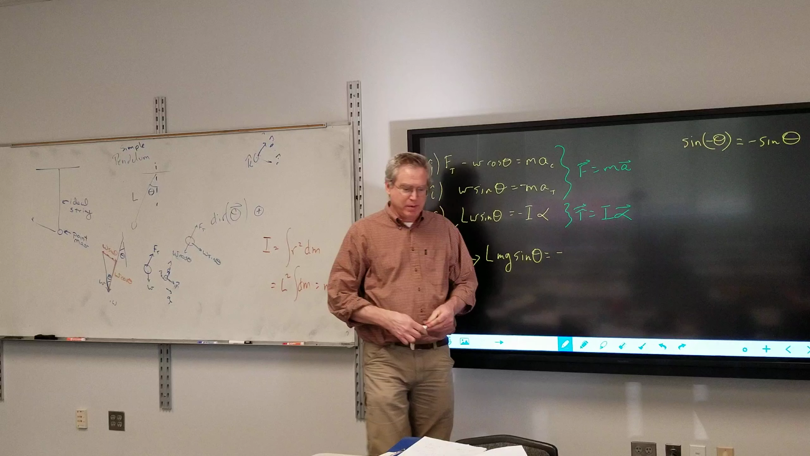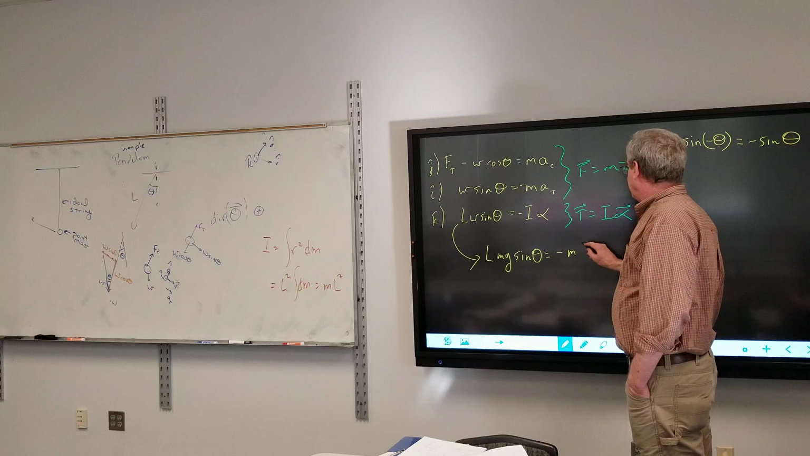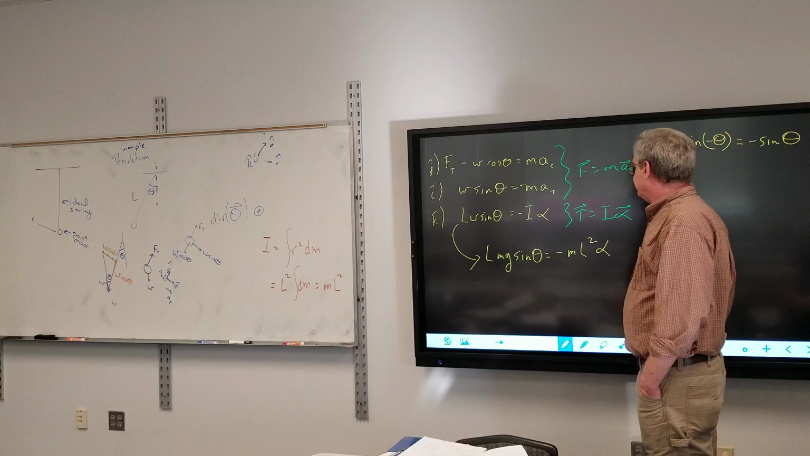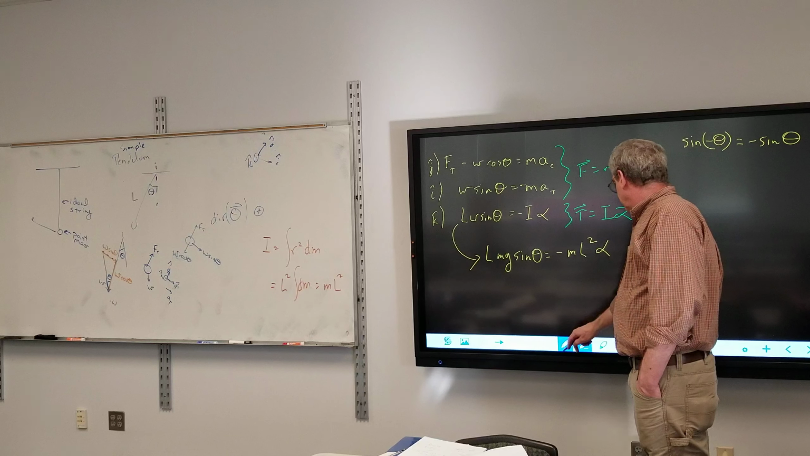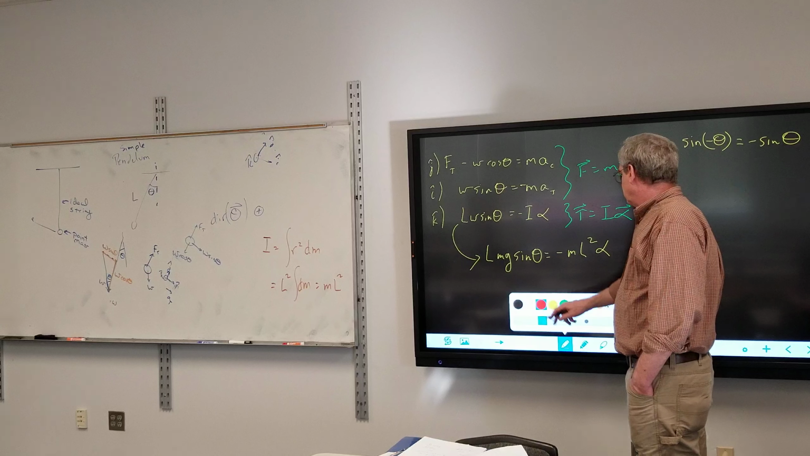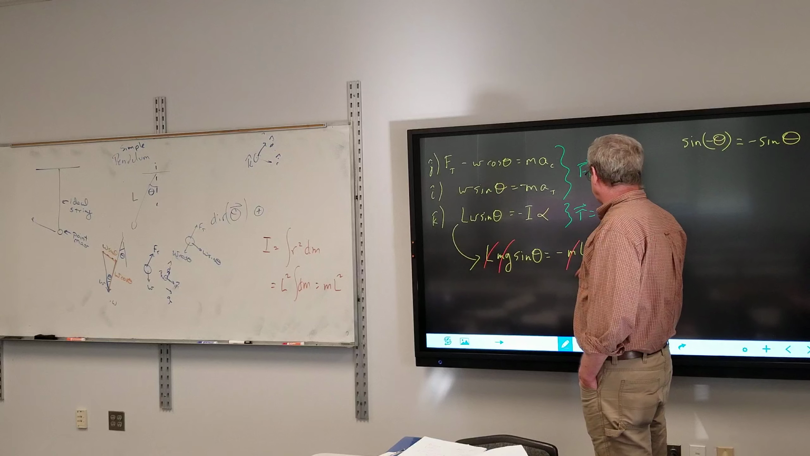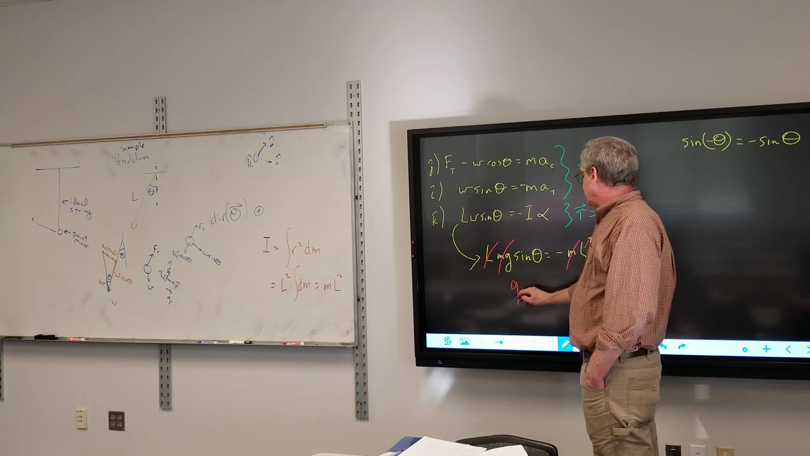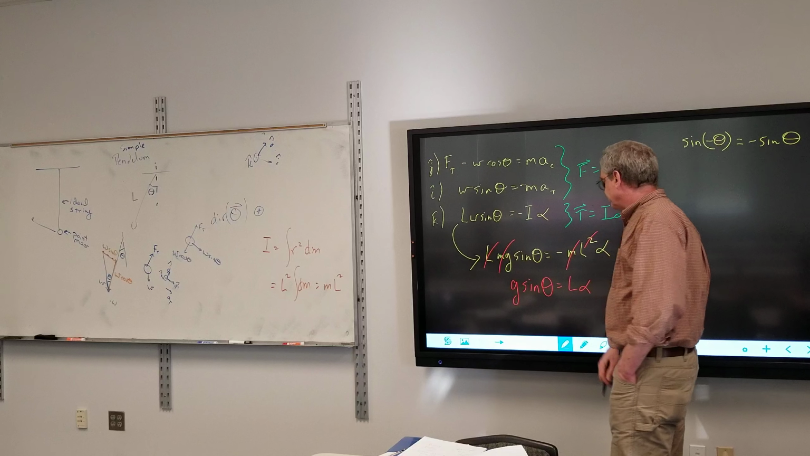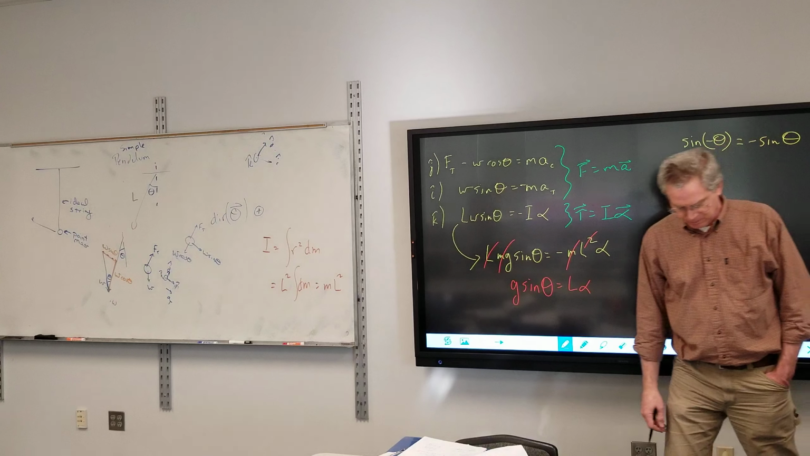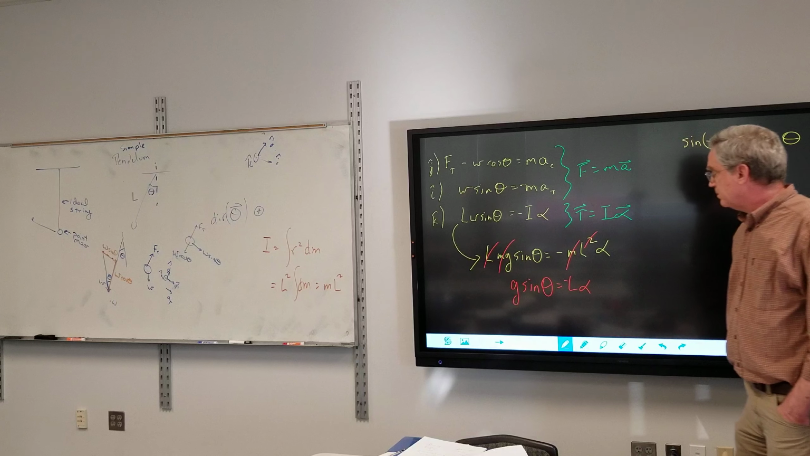So point mass is just mL squared equals negative mL squared alpha. Now we can get rid of stuff. So m cancels out. One of the L's cancels out. I'm left with g sine theta is equal to L alpha. Would the negative still be there? Yes, it would. Thank you.